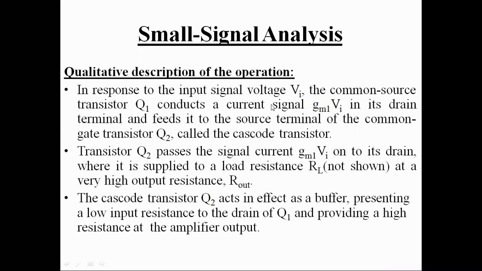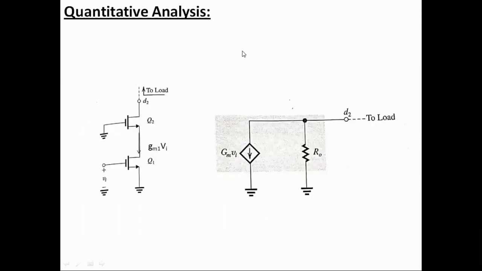Now let me move to the quantitative analysis. Quantitative means we have to derive the mathematical expressions. This is the cascode configuration without load. If you want, you can connect the load here. VI is applied to the gate of Q1. The applied voltage will be converted into current by MOSFET Q1, because a MOSFET is a transconductance amplifier. It converts input voltage to output current.